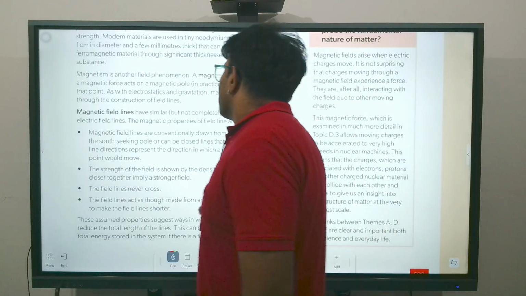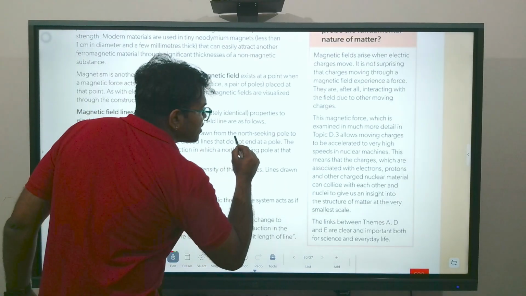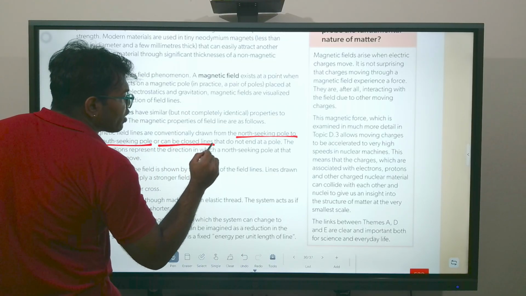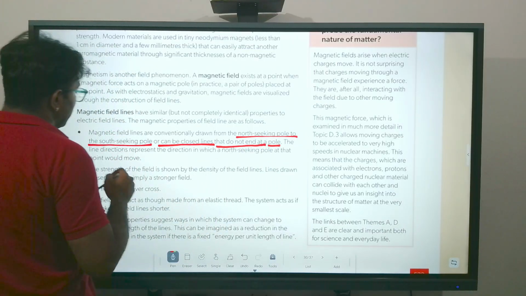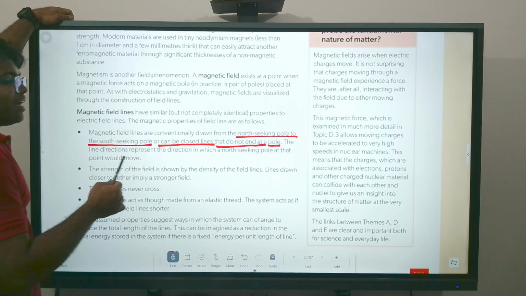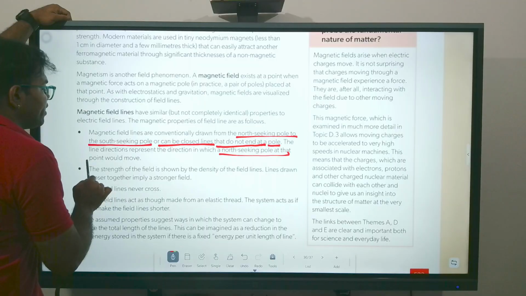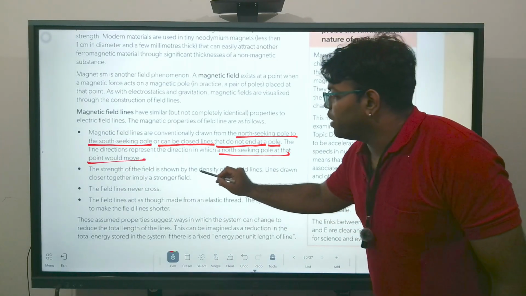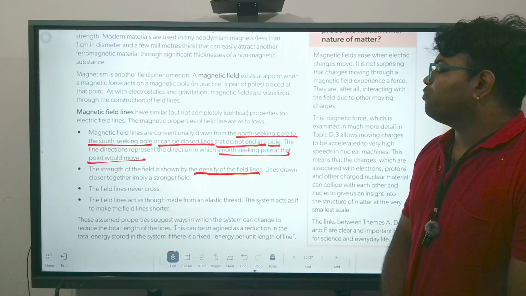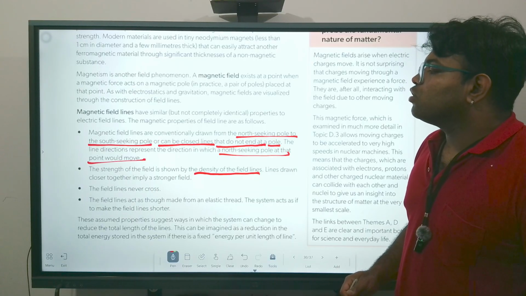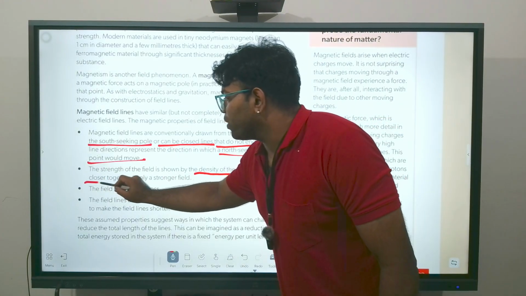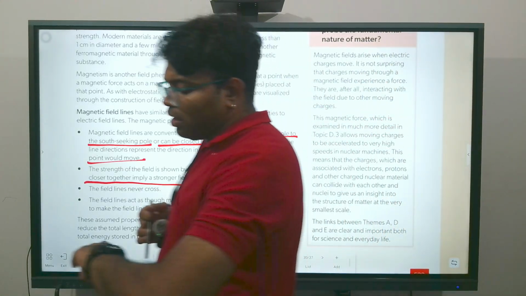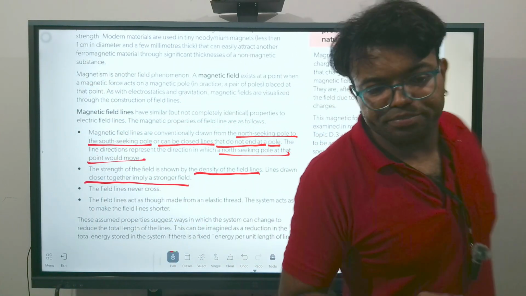Magnetic field lines are conventionally drawn from the north seeking pole to the south seeking pole, or can be closed lines that do not end at a pole. The line direction represents the direction in which a north seeking pole at that point would move. The strength of the field is shown by the density of the field lines. Lines drawn closer together imply a strong field. Same logic: when you have the field lines close to each other, you get a very strong and powerful field. Clear?